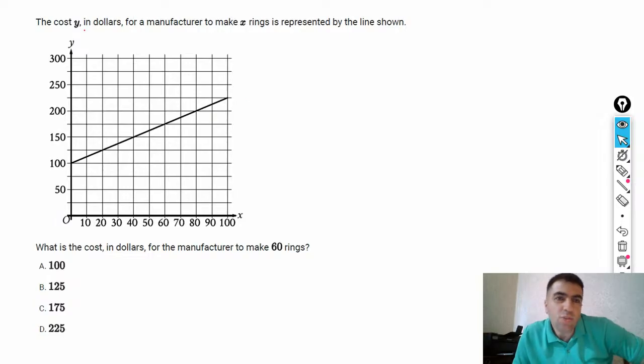Let's solve. The cost Y in dollars for a manufacturer to make X rings is represented by the line shown. What's the cost in dollars for the manufacturer to make 60 rings? We see that the cost is 175, right? 175. Okay, let's continue.